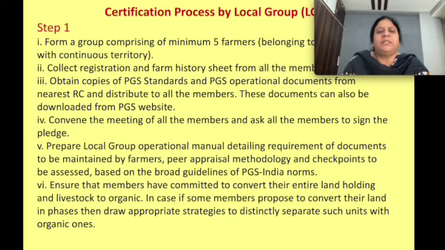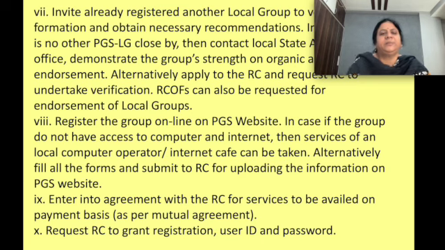So, certification process by local group. First of all, the group is to be formed and the registration form is to be filled, and they have to get PGS standards and operational documents and convene the meeting. Prepare the local group operational manual and submit, peer appraisal methodology and checkpoints to be assessed. Ensure that members have committed to convert their entire land holding and livestock to organic, and in case it is not possible immediately, the timelines are to be explained.